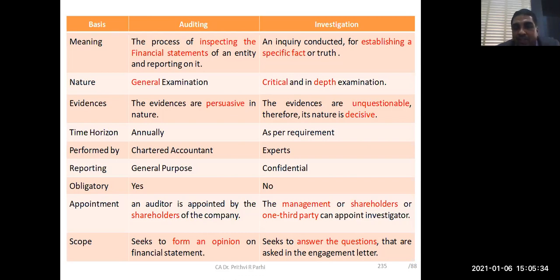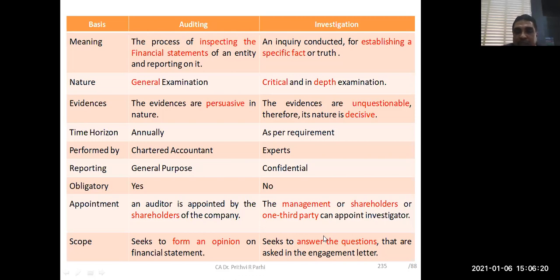In case of audit, the purpose of reporting is general purpose. Investigation reports are generally confidential. Auditing is obligatory. That means in most cases, law requires that the accounts of the financial statement need to be audited. Investigation is not obligatory. It is the decision or discretion of the management to investigate into certain things or not. The auditor is appointed by the shareholders, as you know. In case of investigation, the expert may be appointed either by the management or by the shareholders. Sometimes third parties also appoint investigators.